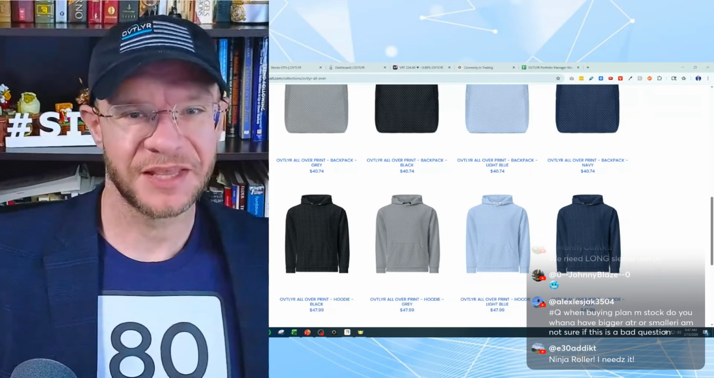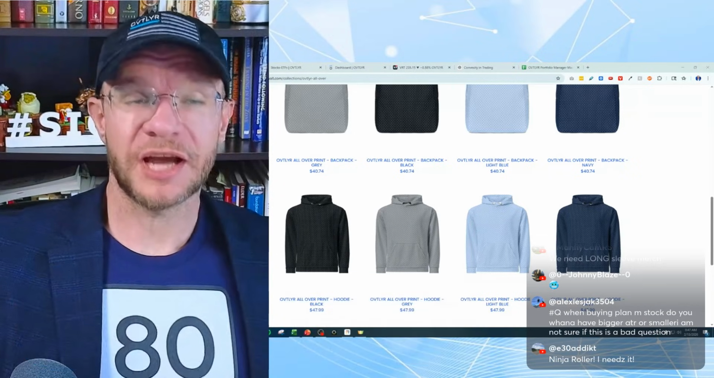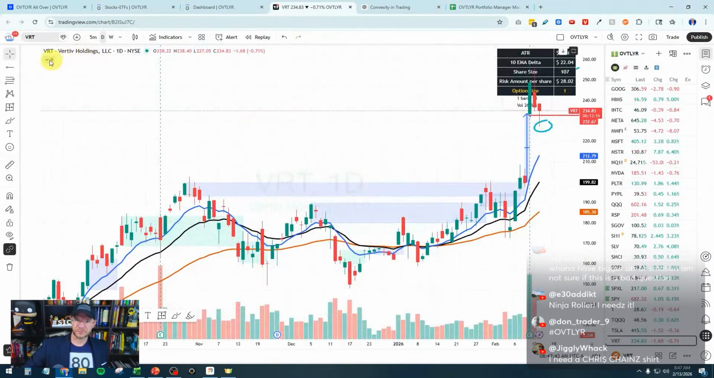Do you ever look at the 200-day moving average to see if we're above or below? I don't, but you could, right? I don't, but you could. Now, we back tested this, and I don't have it anymore.